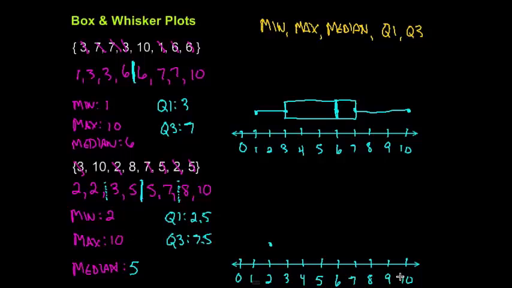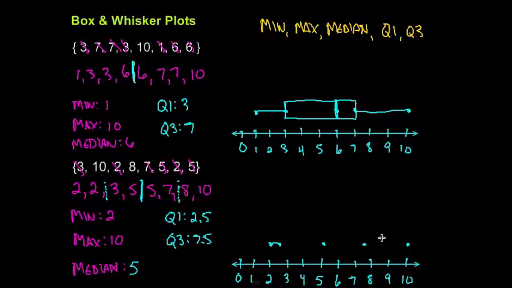So the minimum is here at 2. My maximum is over at 10. The median is at 5, right here. The first quartile is at 2.5, so that's going to fall right between 2 and 3, right about there. And finally, my third quartile is at 7.5, so that would be right there.